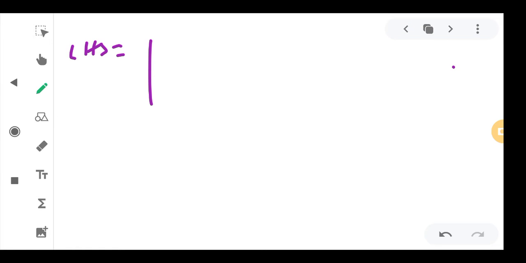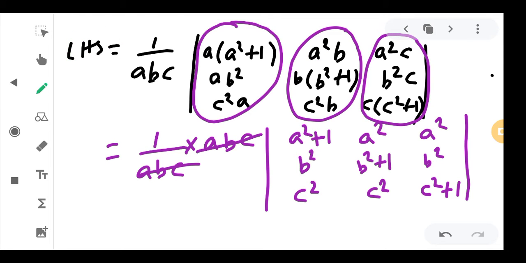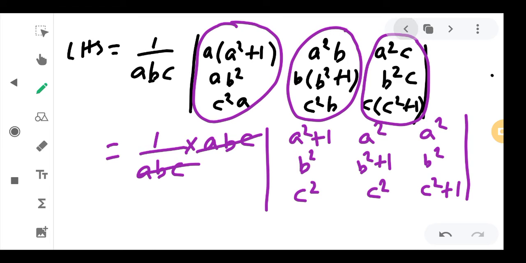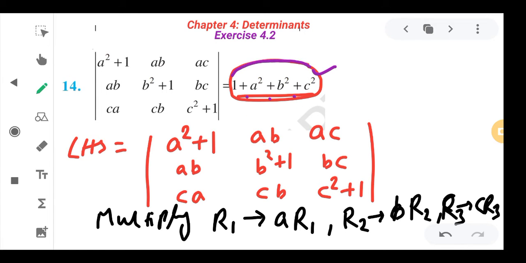What will our LHS become? LHS will become a square plus 1, a square, a square, a square plus 1. I'm just writing one more step, a square, a square. And what will happen to b square plus 1, b square, b square, b square plus 1, b square, and c square plus 1, c square, c square, and c square plus 1. Now if you observe the right side, what was our right side? Our right side was 1 plus a square plus b square plus c square.